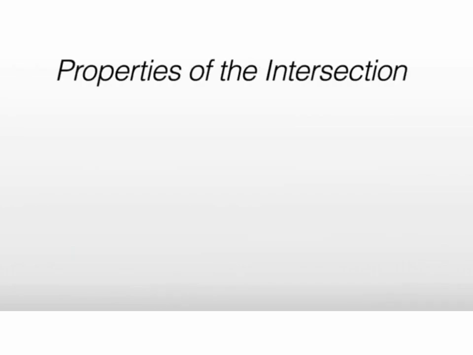Some properties of the intersection now. Remember, this is all the elements common to both sets. Firstly, for any set A, the intersection of A with the empty set is just the empty set. Since the empty set has no elements, it can't have any elements in common with any other set. The intersection of any set with itself is just itself. If you remember, this is exactly the same as with unions.